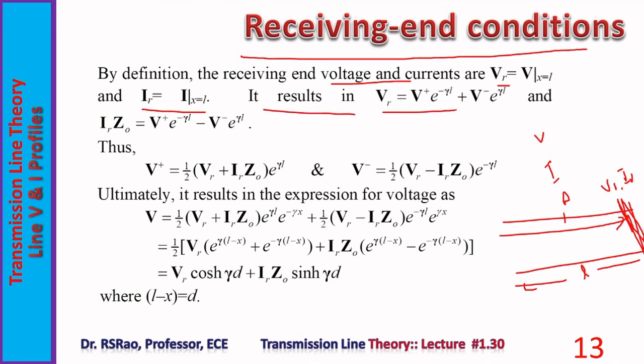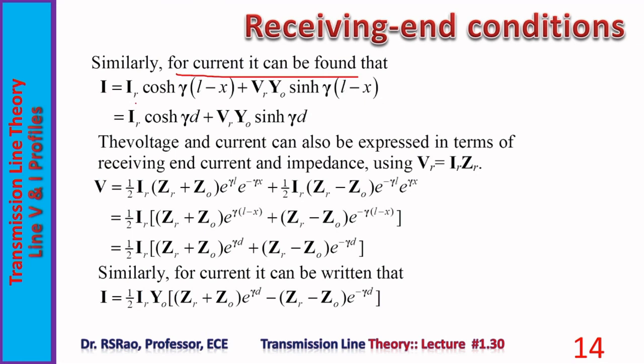It results in VR equal to one equation, IR equal to another equation. Now solving this, we get V plus is half of VR plus IR Z0 e power gamma L, V minus is equal to half of VR minus IR Z0 e power minus gamma L. So substituting in the expression for voltage, we get V equal to VR cosh gamma d plus IR Z0 sinh gamma d. Note that L minus x equal to d. Similarly, for current, it can be obtained: I equal to IR cosh gamma d plus VR Y0 sinh gamma d. Here Y0 is 1 by Z0. Z0 is the characteristic impedance of the line.